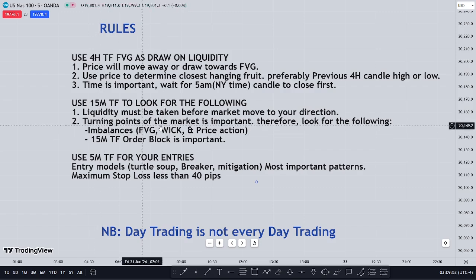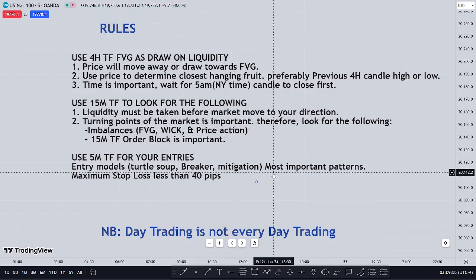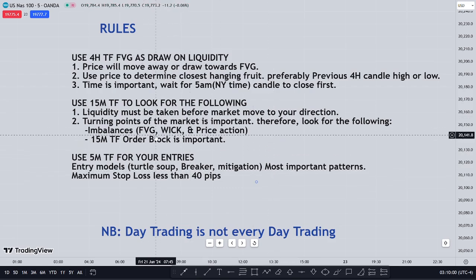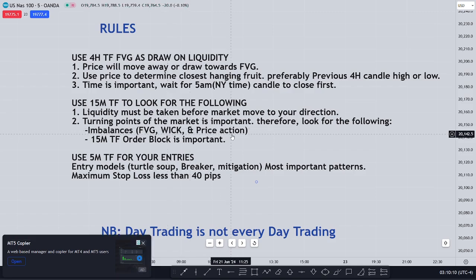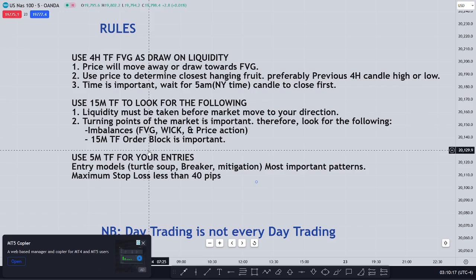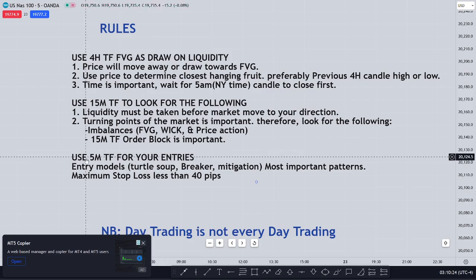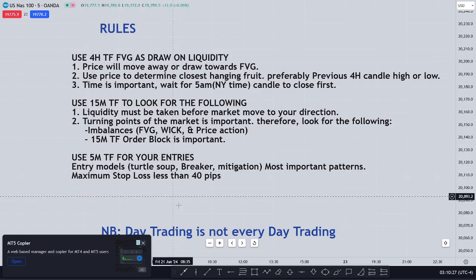And then we need to see the turning points of the market, which are important. To get our turning points, we are going to look for fair value gaps on a 15-minute time frame, the current price during that time. The wicks are very important. We treat our wicks as a fair value gap as well as an imbalance. Then whatever price action presents itself is also important during that time. Then the 15-minute time frame order block, guys, that is where the market mostly reacts. Then we will move into the 5-minute time frame for entries.